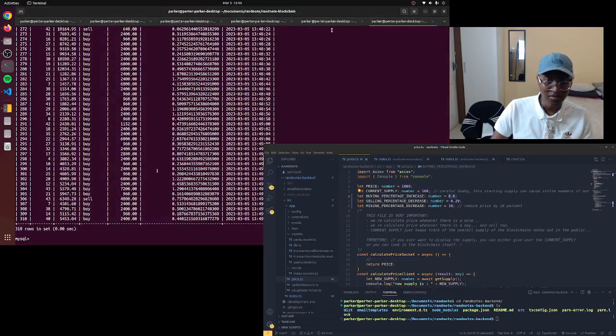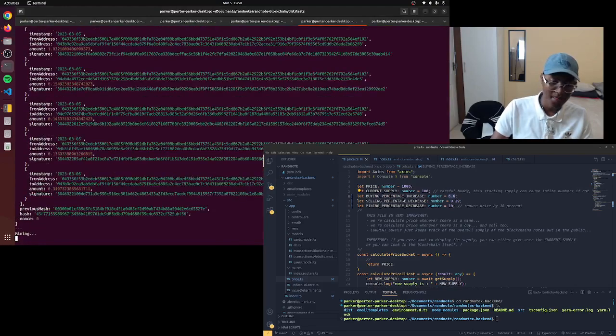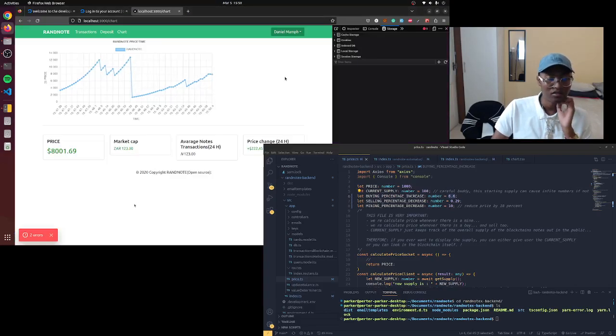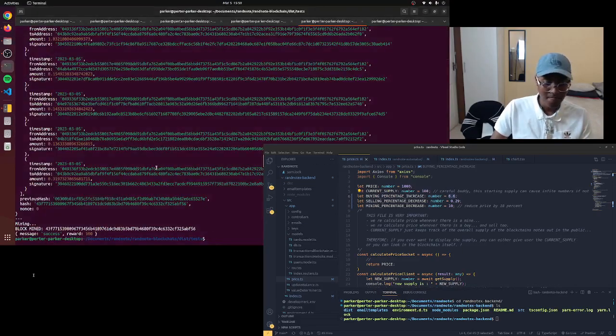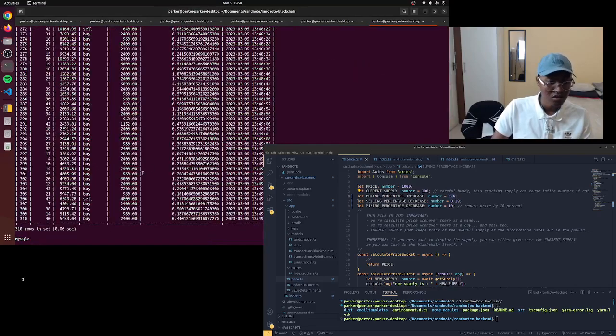Let's see what happens when I mine. Boom, we mined. Boom. Price goes to 800. What the hell, dude? That's not supposed to be the case. Price is not supposed to drop from 7,800.